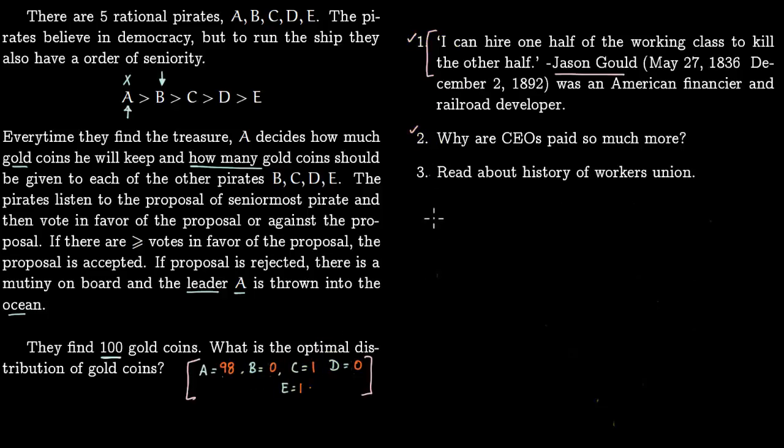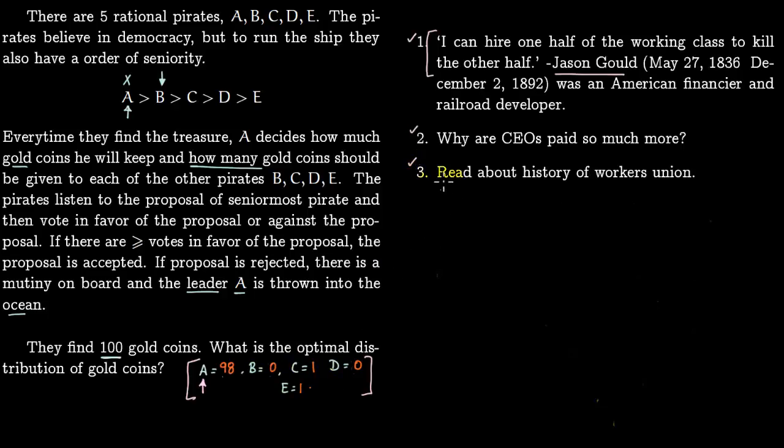Number 2, again food for thought, is why are CEOs paid so much more? I mean, after all, they do not produce that much by themselves. That is because they are at the head of the chain, just like A is at the head of the chain, so he can decide to give himself whatever he wants, and give very little to C and E so that B and D are in check.